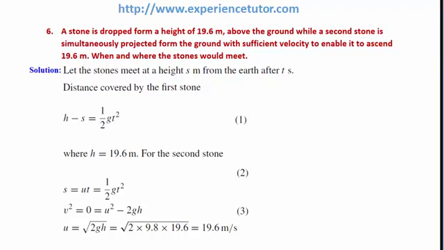Let the stones meet at height x meter from the earth after t seconds. Distance covered by the first stone, h minus x, is equal to half g t square, where h is equal to 19.6 meter. For the second stone, x = ut minus half g t square, and v square = 0 = u square minus 2gh. Therefore, u is equal to under root 2gh. If we put the values, it will give 19.6 meter per second.